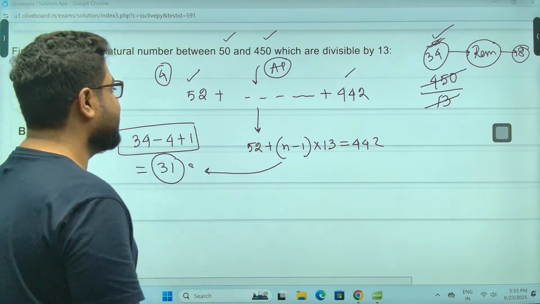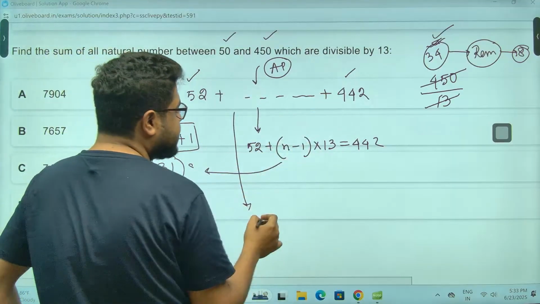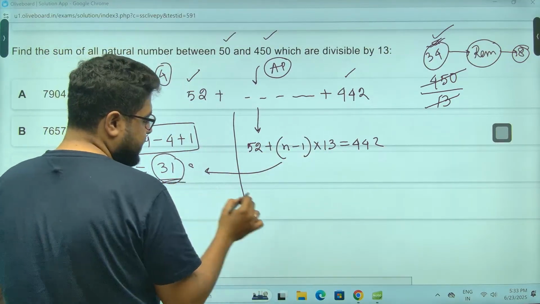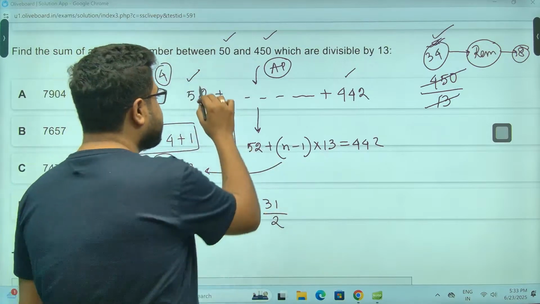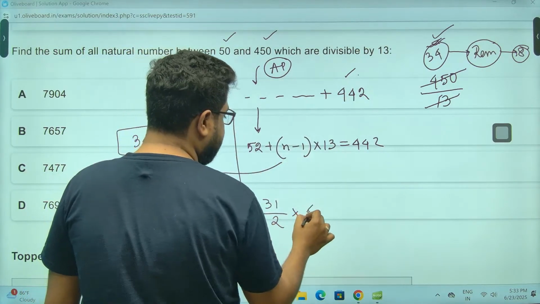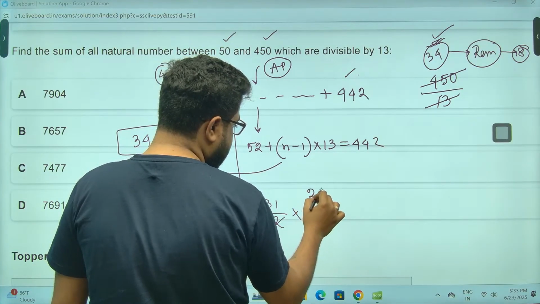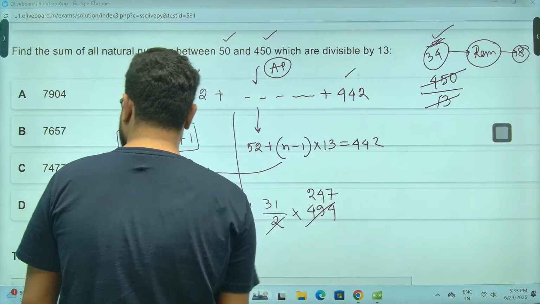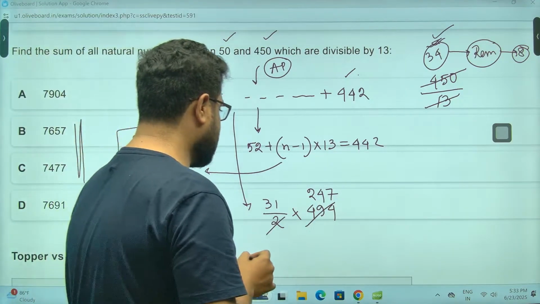Done. Now I need the sum of all, so the sum of this series. There are 31 terms. So sum of AP, sir, is number of terms by 2 into first plus last. Sir, 52 and 442, 494, sir. बाप रे. चलो करना तो पड़ेगा. Options: 24, 18, 7... ending number 7. So these two can be the answer. These two can be the answer.